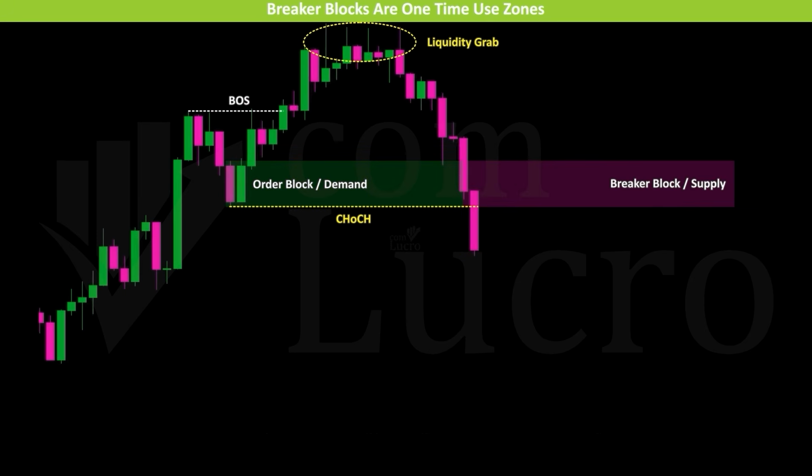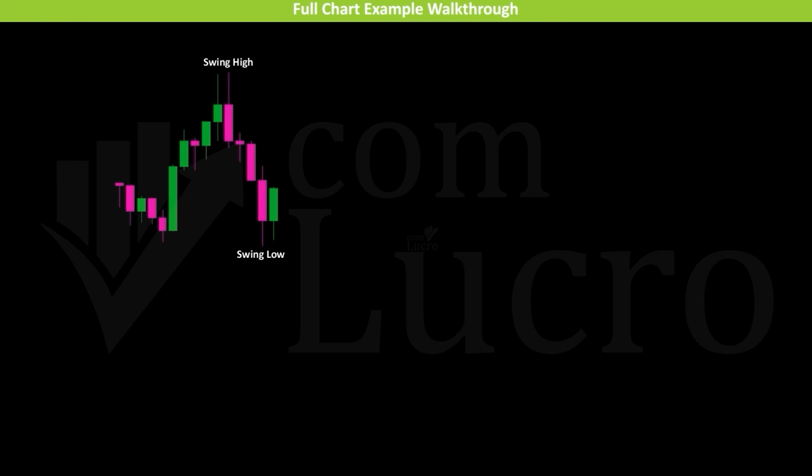Rule number 5 explains that breaker blocks are treated as one-time use zones. This means we focus on the trading opportunity when the price first returns to the breaker block. Once the area has been mitigated, it is no longer considered an active zone for future setups. To integrate all the criteria and rules for identifying valid breaker blocks, let us review a clear chart example.